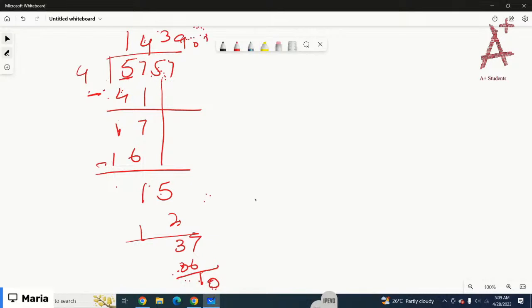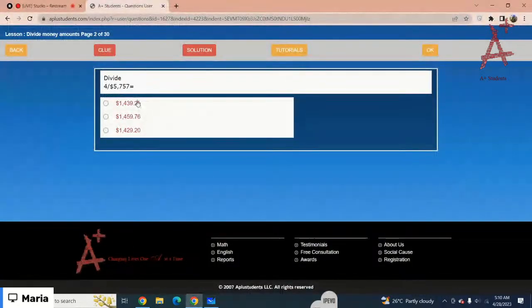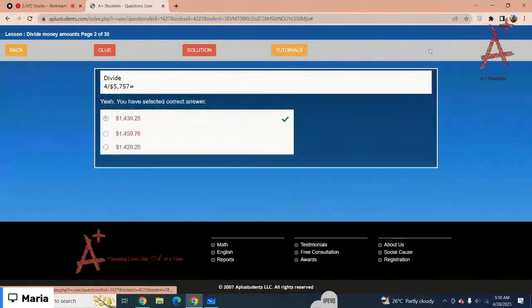And 4 times 2 is 8. 10 minus 8 is 2. Now you can put another 0, and 4 times 5 makes 20. So here you have 5. So it would be 1,439.25. The correct option is 1,439.25. Option number 1 is the correct option.